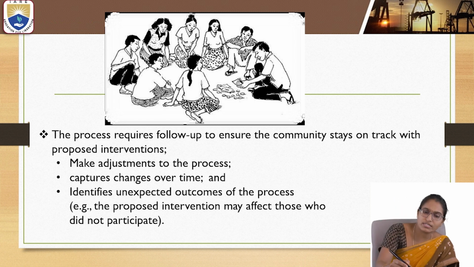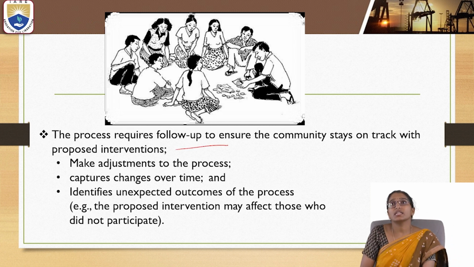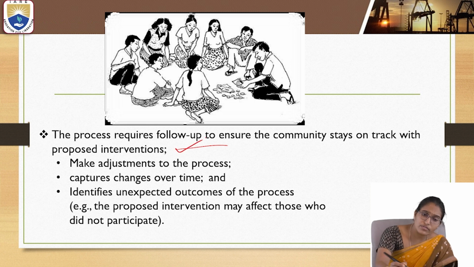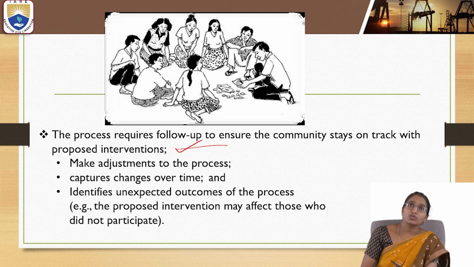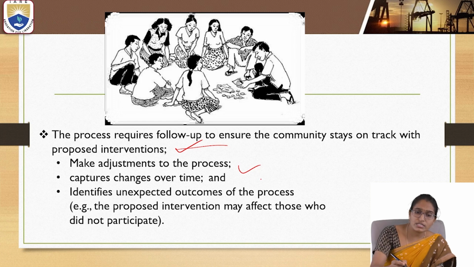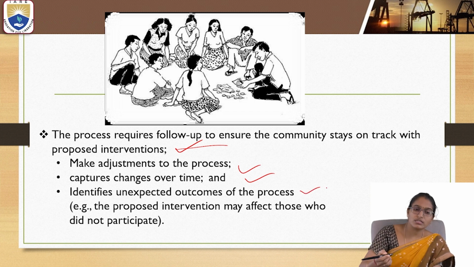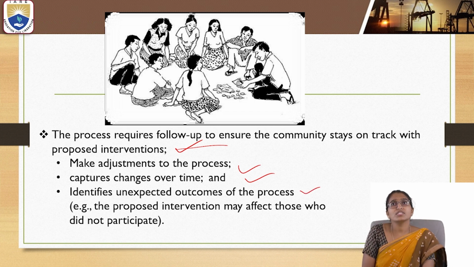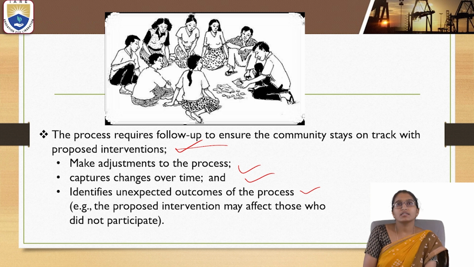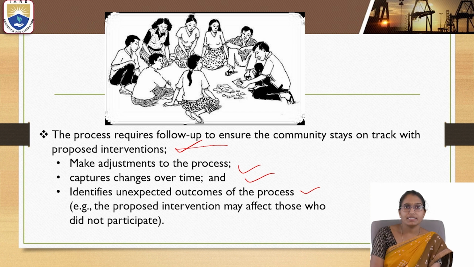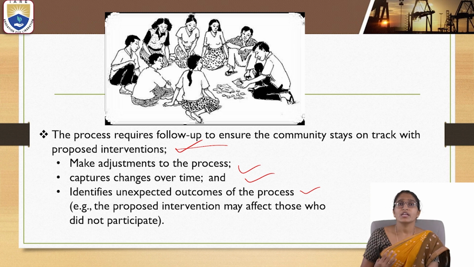So the process requires a follow-up to ensure the community stays on track with the proposed interventions. It lets you make adjustments to the process, it captures the changes over time, and it identifies the unexpected outcomes of the process. For example, the proposed intervention may affect those who did not participate. For the time being, some people may not participate, but if you go on following up, then some other people may become aware of that, and they may show interest in participating, and they may also benefit from this.